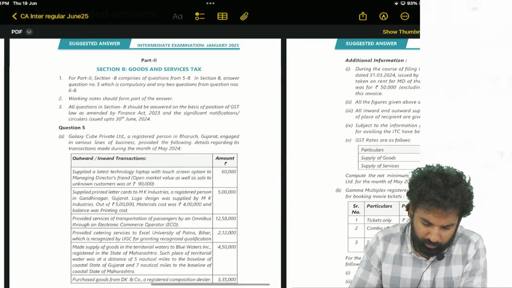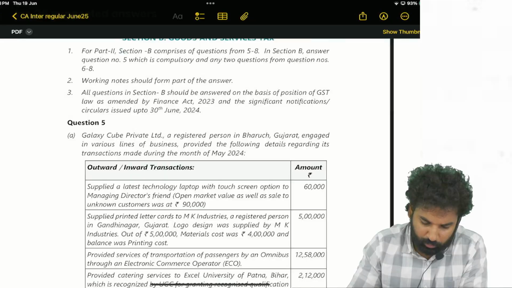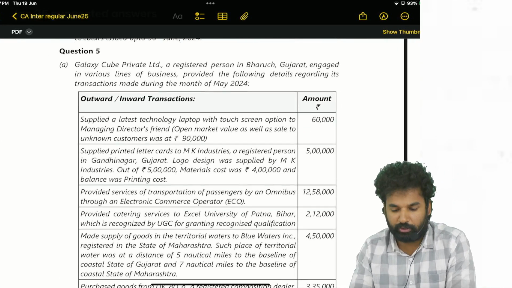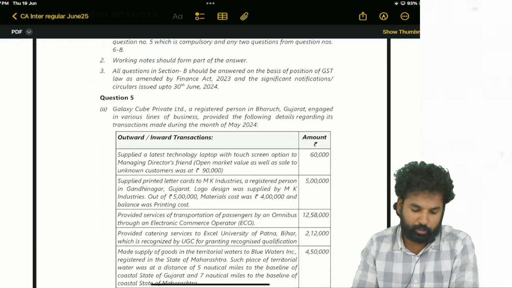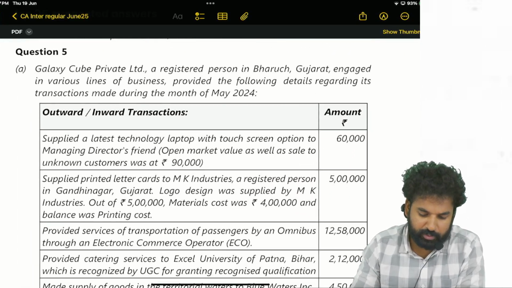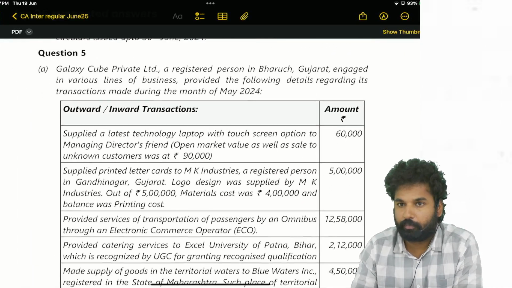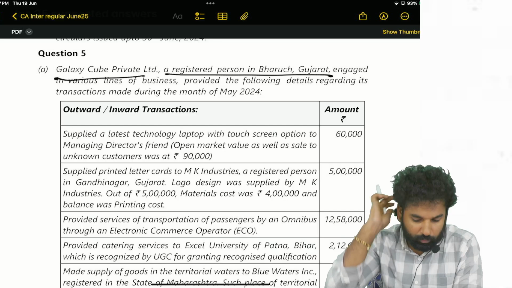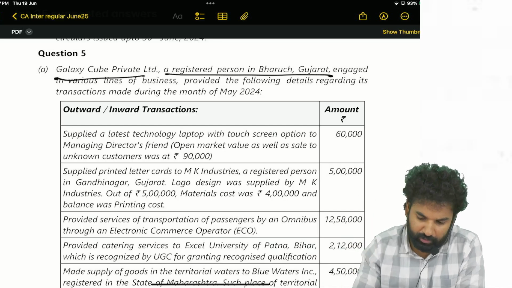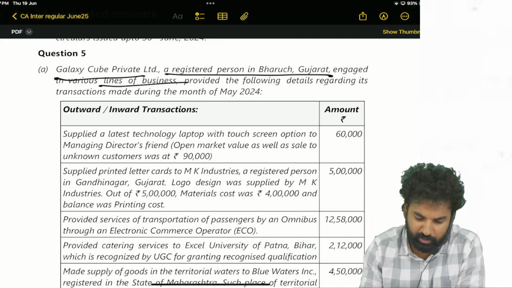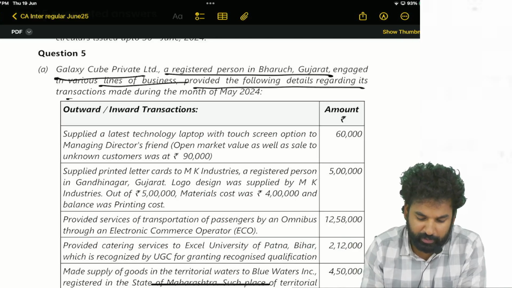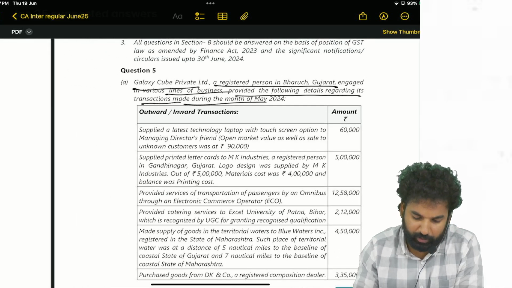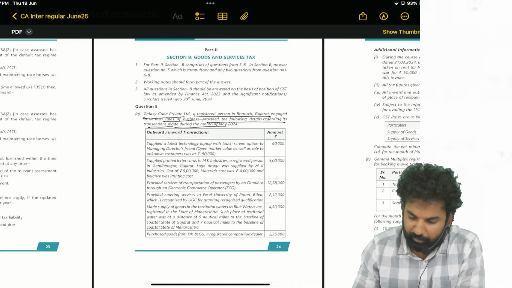Right, next you see. See this one only, part 2, question 5. Galaxy, see here, this question 5. Galaxy Cube Private Limited, a registered person in Bharuch, Gujarat, engaged in various lines of business, provided the following details regarding its transactions made during the month of May 2024. So this is a compulsory question.